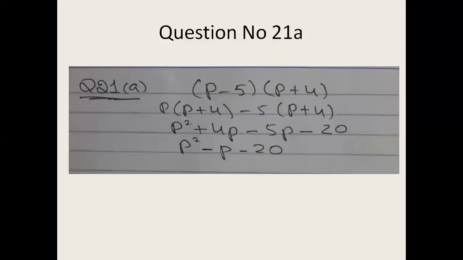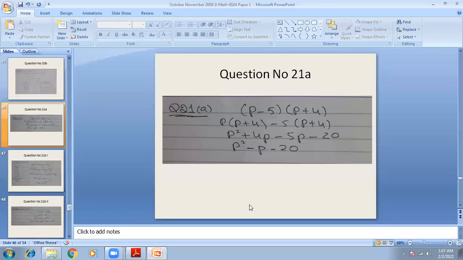Okay, so if you want to multiply these two brackets, the first member of the first bracket will multiply with the second bracket plus the second member of the first bracket will multiply with the second bracket. So you will have p into p plus 4 minus 5 into p plus 4. So it will be p square plus 4p minus 5p minus 20. So p square minus p minus 20. That is how you will simplify it. You will open it. You will expand it.